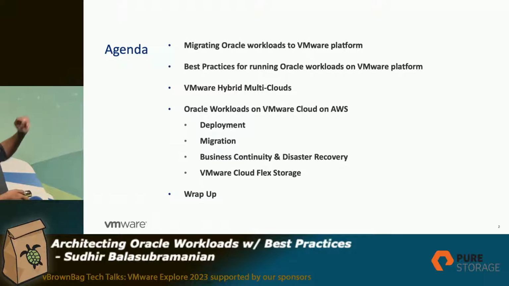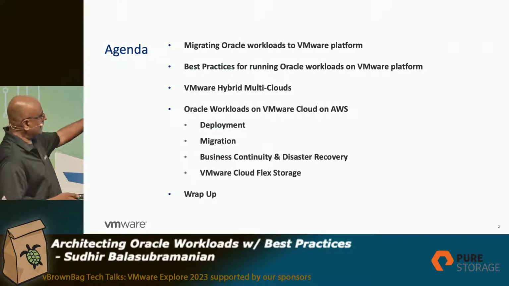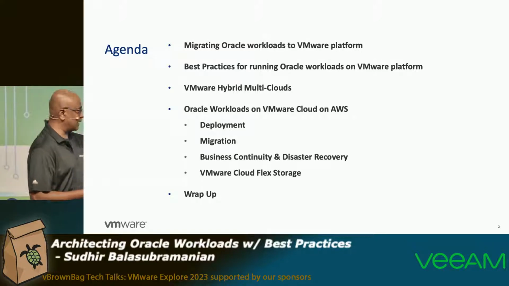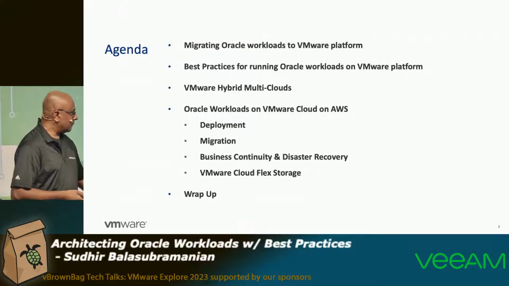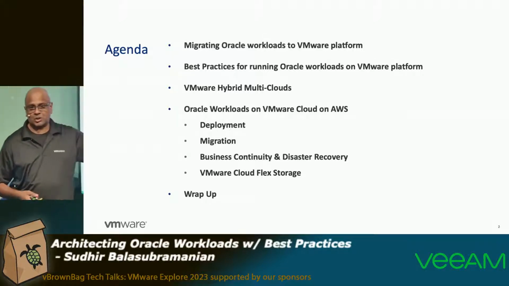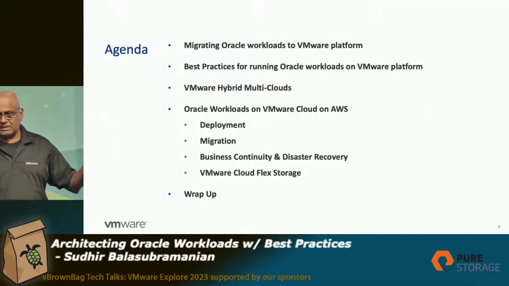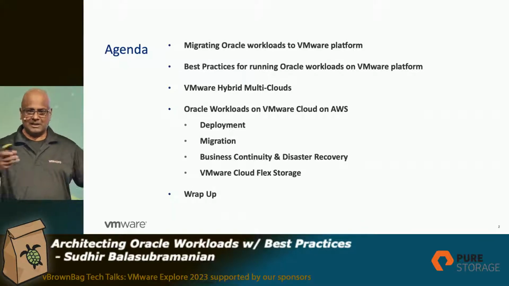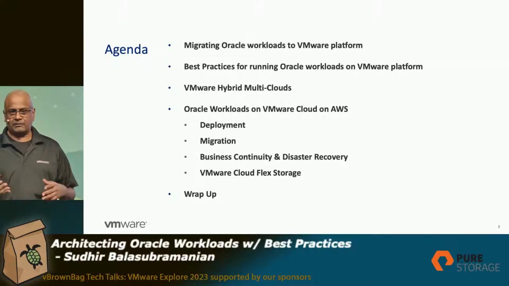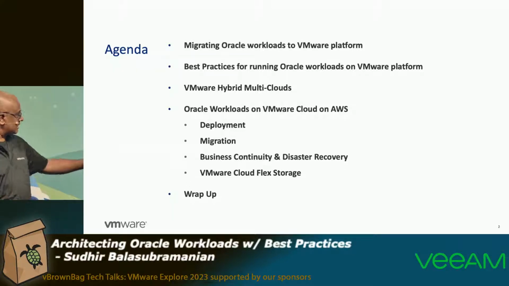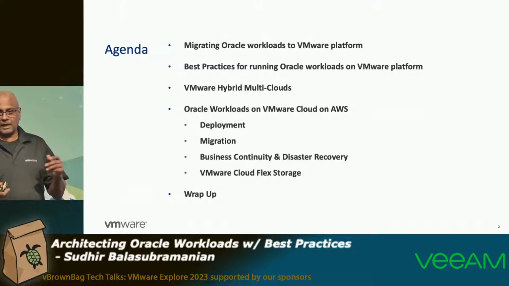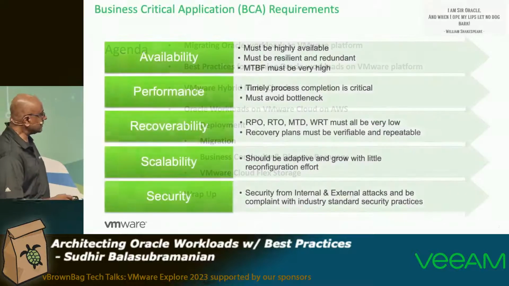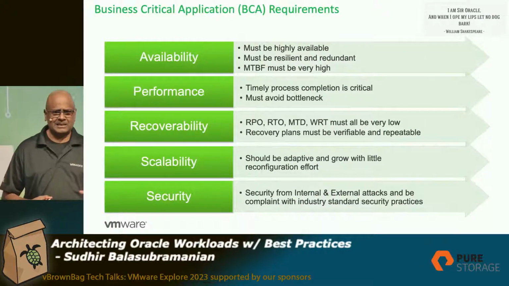Essentially, I'll start with migrating Oracle workloads to the platform and best practices, then talk a bit about VMC, VMware Cloud on AWS: deployment, migration, business continuity, and disaster recovery. I'll also touch on VMware Cloud Flex Storage. That's the offering we give to customers when they go to VMC because storage is limited when you have vSAN for tier 1 production databases. And how does Flex Storage help you, especially with archive logs, backup, and tier 2 databases on VMC? But this is a slide I've been using for the last, I think, 12 years.